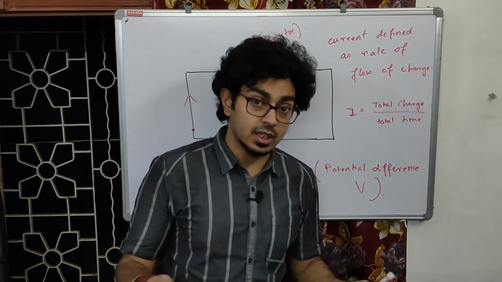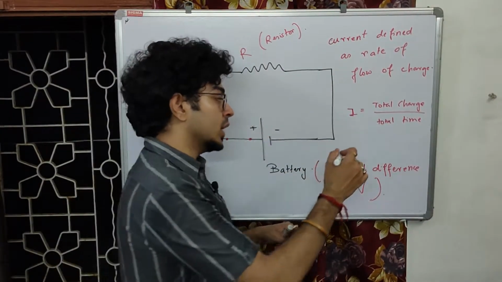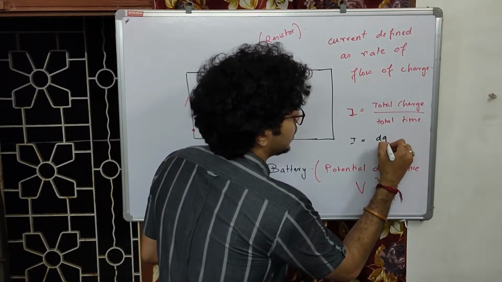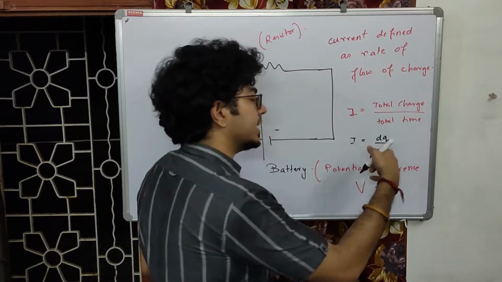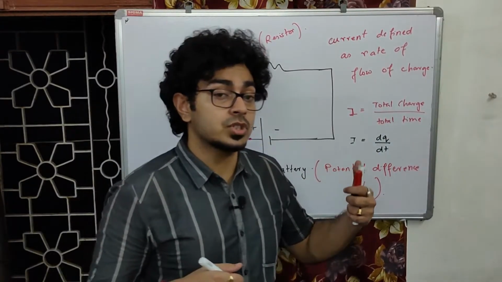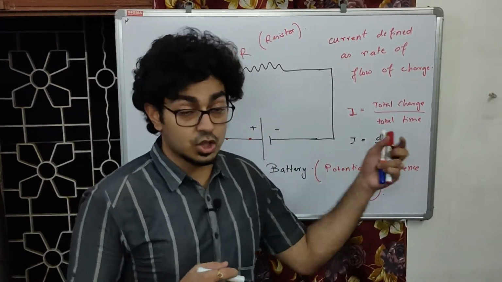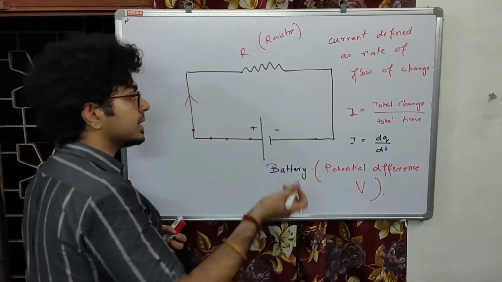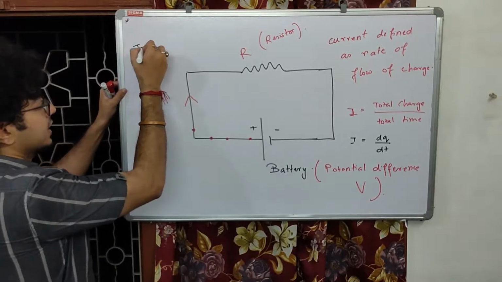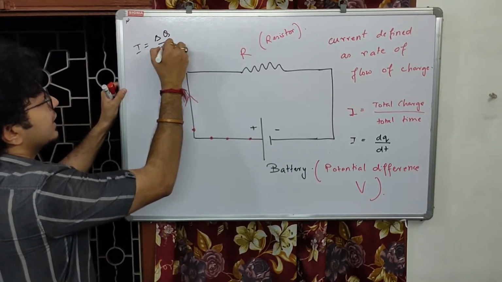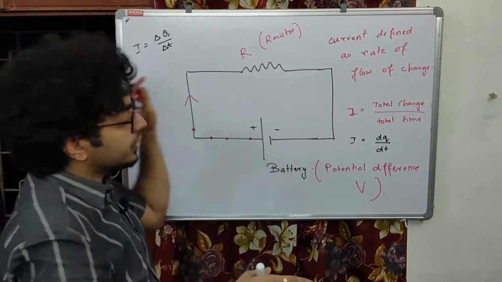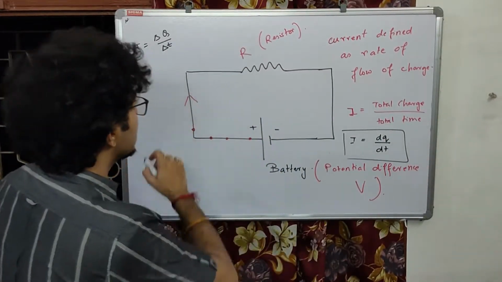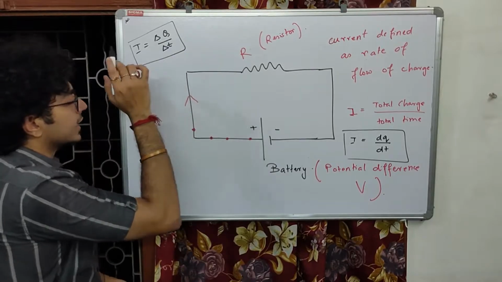Using the calculus or differential method, we can also write I equals dq by dt. dq by dt means how much charge, that is dq amount of charge, moved within a dt interval of time. In simplified terms, I can be written as delta q by delta t also, but in differential terms we define I as dq by dt. So this is clear.